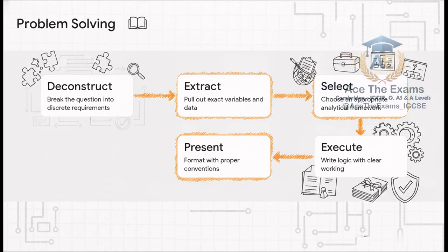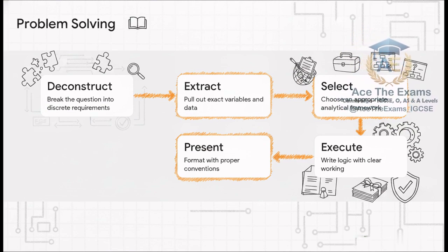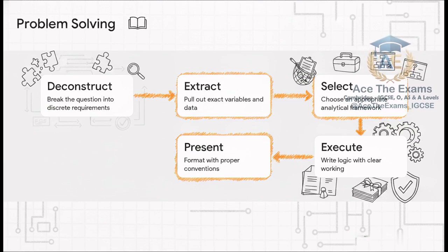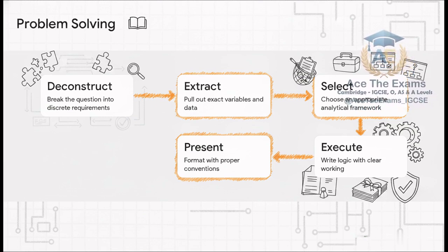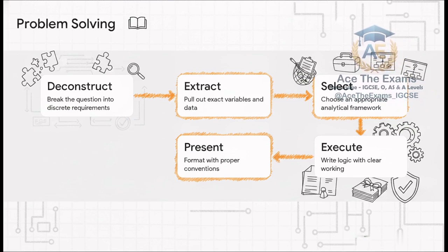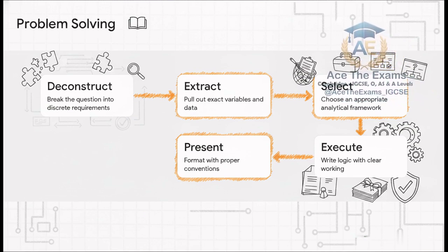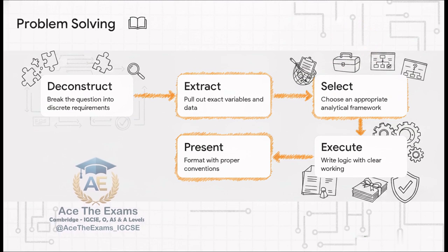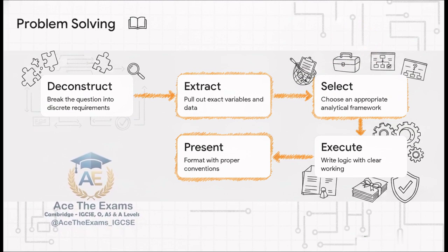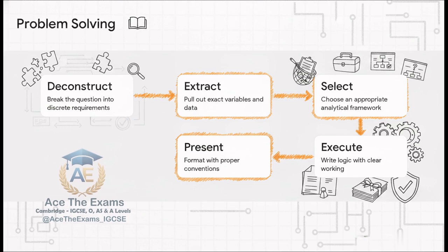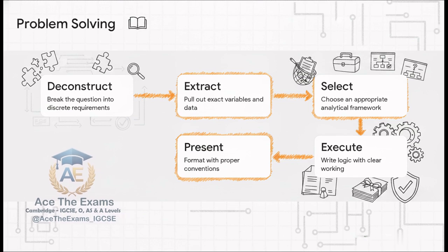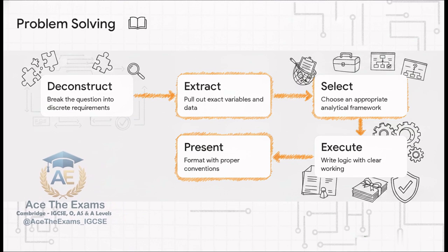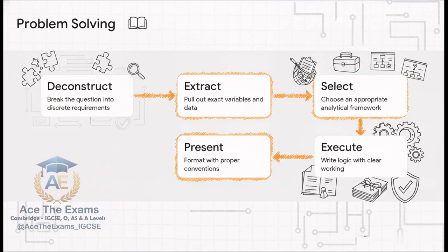Step 1, deconstruct. You need to break that dense question paragraph down into distinct logical requirements. Step 2, extract. Pull out the exact variables, the specific data types, and any hidden conditions given in the text. Step 3, select. Choose your tools wisely. Are you using input or read here? Print or write? What type of loop makes sense? Step 4, execute. Write the logic out systematically, applying all those relevant principles with crystal clear working. And finally, Step 5, present. Format it beautifully, indent your loops, capitalize those keywords, check your spelling.